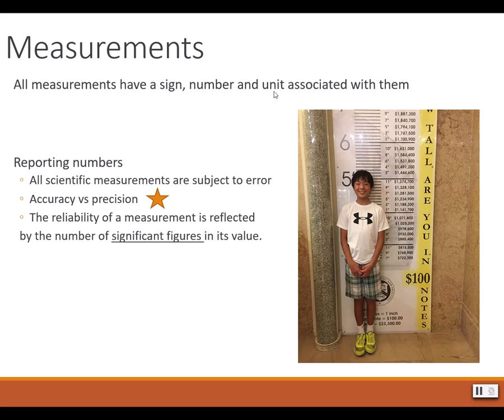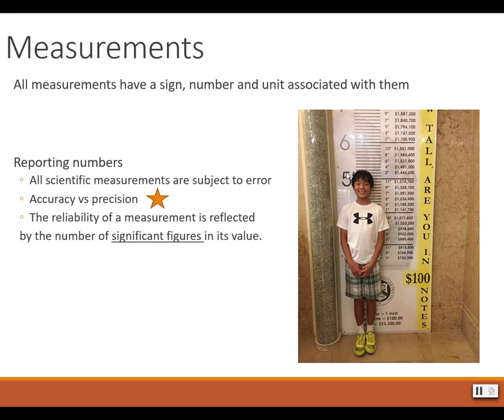But I like this picture because it does a good job, I think, of illustrating the point about measurements, that all measurements, be it height, weight, mass, volume, all measurements have three important things. They have a sign, usually they're positive, but there's going to be some measurements you deal with in lab that are negative. Obviously, they have a number associated with them and a unit. And that unit is almost just as important as the number because the unit that comes with the measurement says something about what is being measured or what is being communicated.